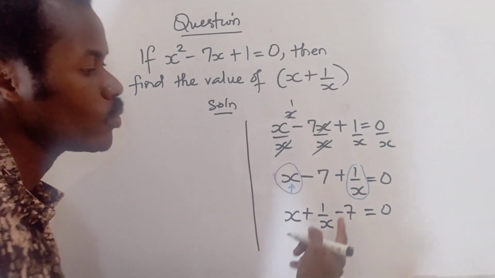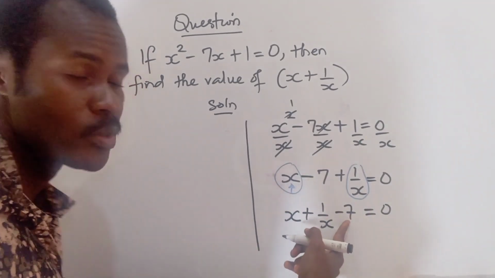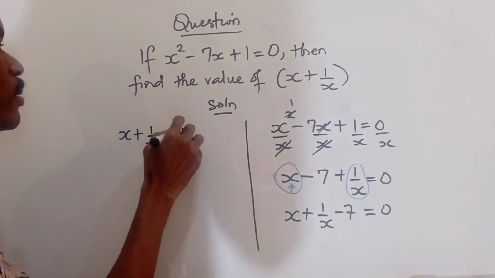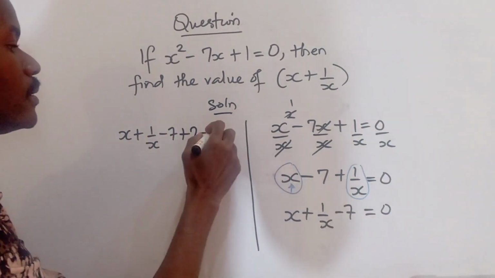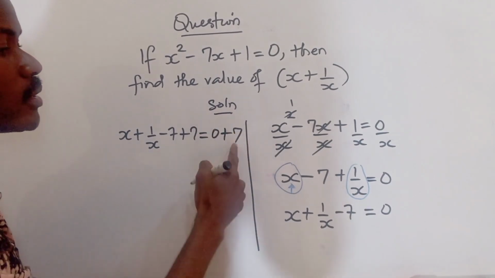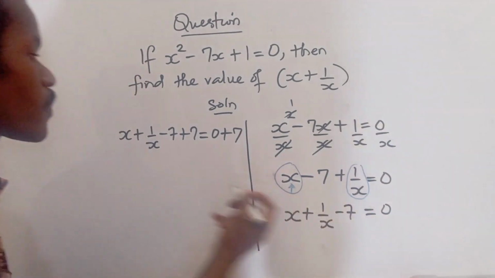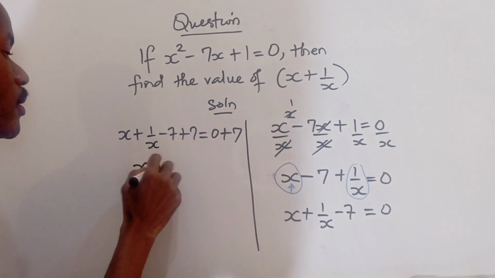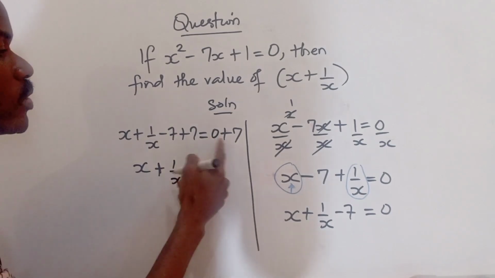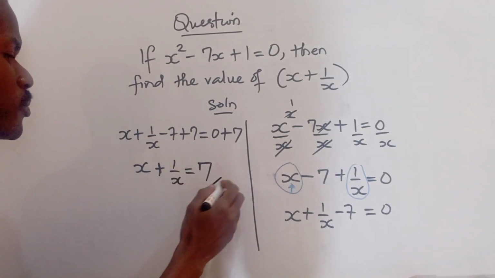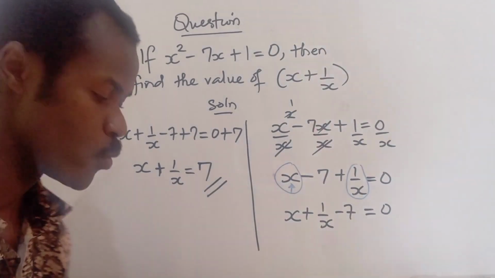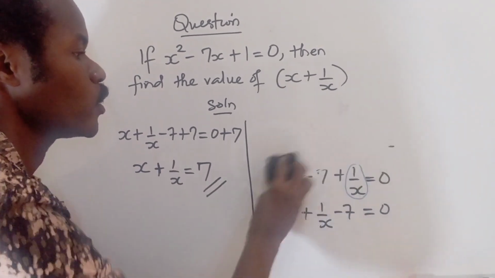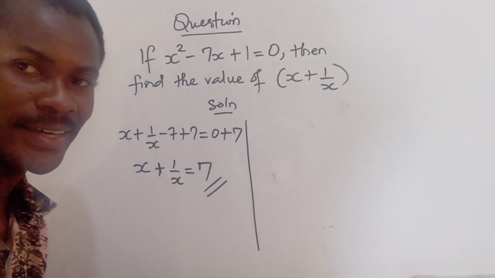Okay, it's equal to 0. Now, how do I remove minus 7? I'm going to add 7 to both sides. So we're going to have our x plus 1 over x minus 7 plus 7, and we're going to add 7 to 0 on the right-hand side. So this is going to give us minus 7 plus 7 is 0. So we are left with x plus 1 over x is equal to 0 plus 7, which is 7. So this is one way to easily arrive at your answer, where you divide all through by x.